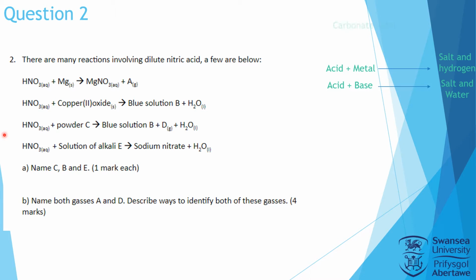And the final one we're going to look at is carbonate plus acid. So think about what that would give you. And if you said salt, carbon dioxide, and water, you'd be right. So, part A of the question, we want to name C, B, and E.